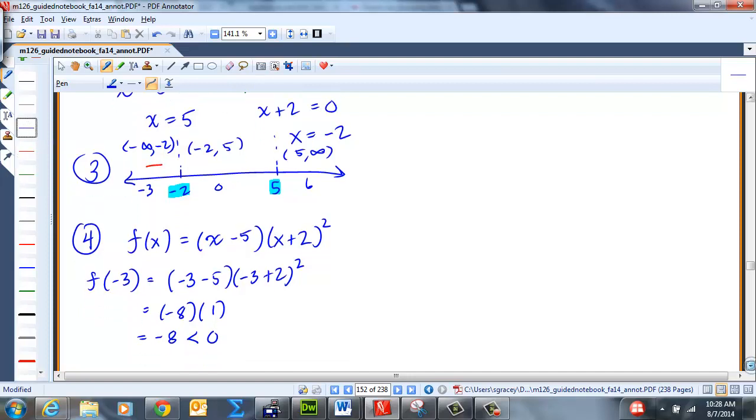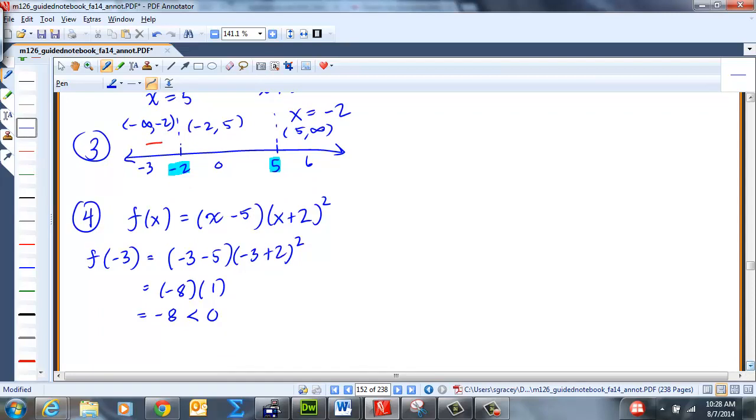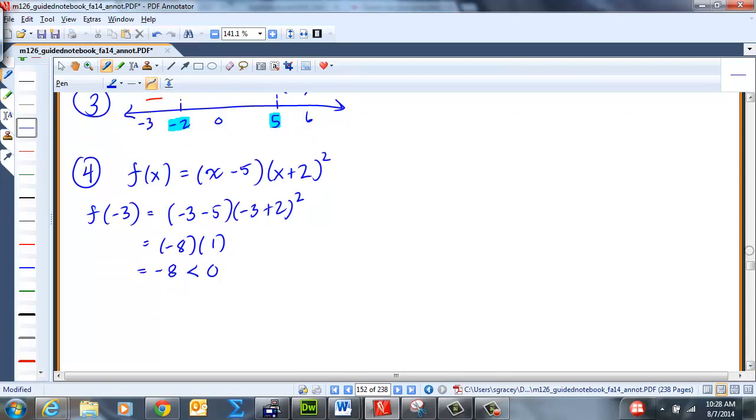All right, so next up we have f at 0. So f at 0 will be 0 minus 5 times 0 plus 2, the quantity squared. So that will be negative 5 times 4, which will be equal to negative 20, which is less than 0.